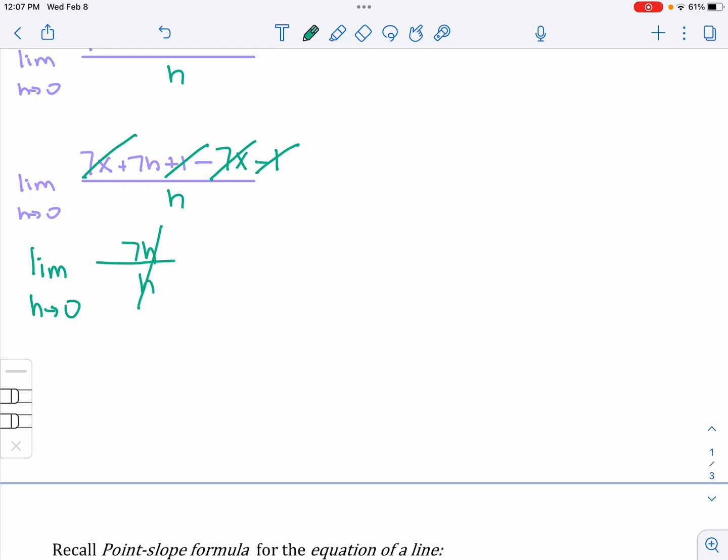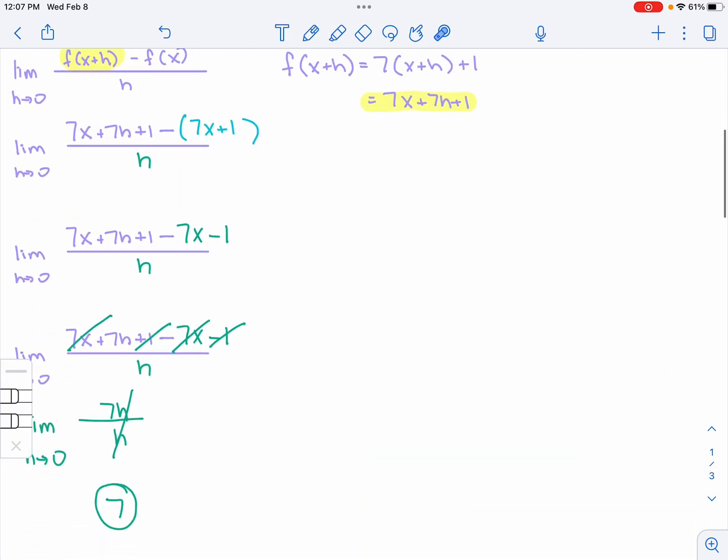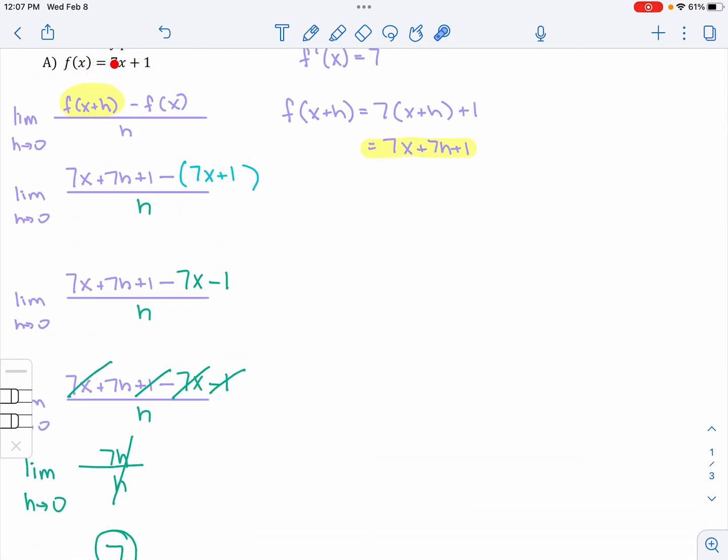But the h's cancel out here, so the limit as h approaches 0 is not significant because the h's are canceled out. So this has no bearing on the actual answer. So the total answer is just 7, and voila. So we know that the slope of this equation is 7.